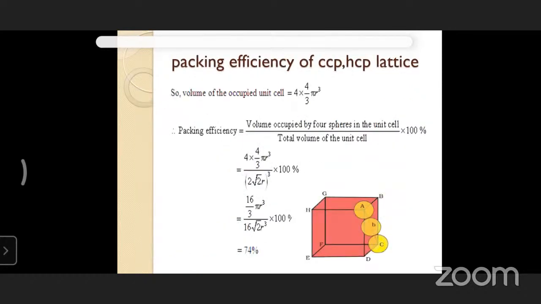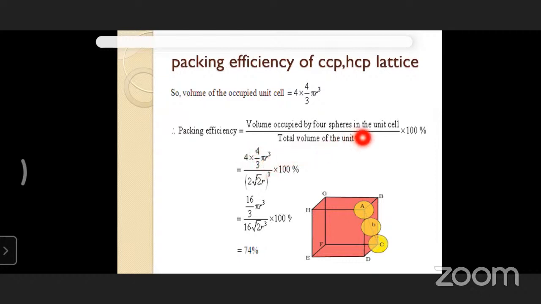So this is the volume occupied by one unit cell, 4 into 4/3 pi r cube. Why? In CCP and HCP, already we know how many atoms are present. Face centered: all the 6 faces are contributing half of the atom. Because of that reason, 6 faces into half of the atom, 6 into 1 by 2, you are going to get 3. And corners are contributing 1 atom. Because of that reason, 3 plus 1, 4 atoms will be. So we are taking 4 into 4/3 pi r cube.